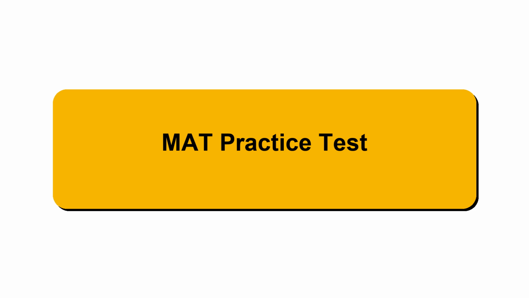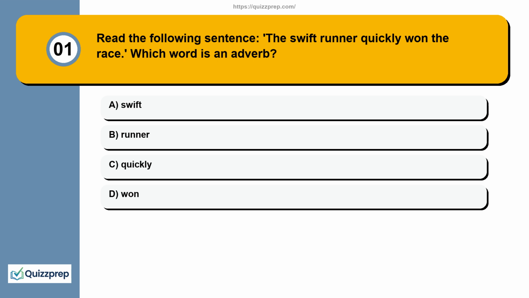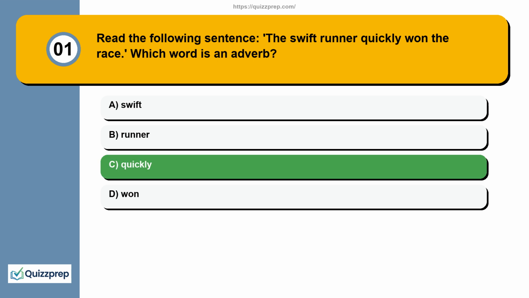Let's begin. Question 1. Read the following sentence. The swift runner quickly won the race. Which word is an adverb? Here are your options. Option A, swift. Option B, runner. Option C, quickly. Option D, won. The correct answer is option C, quickly.